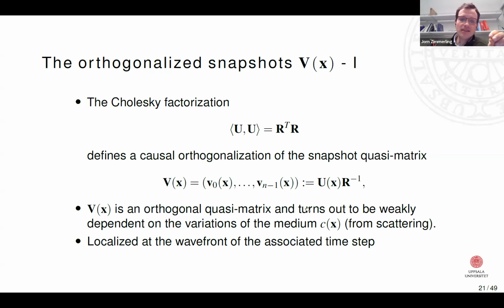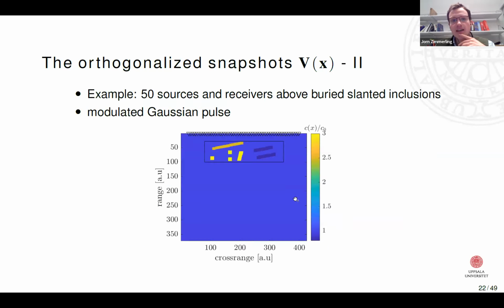So you can interpret this as not a good finite element basis, but a locally supported function like you would find in finite elements. So I want to show you how these functions look. Here's an example. I have 50 sources and receivers above some buried slanted inclusions. I'm using a Gaussian modulated pulse to excite this.